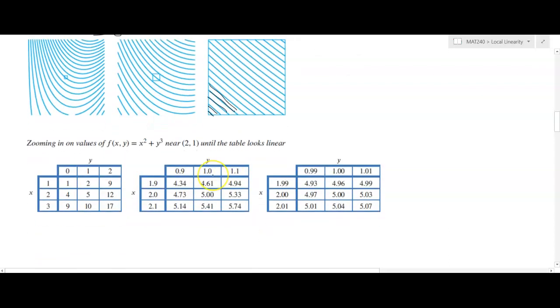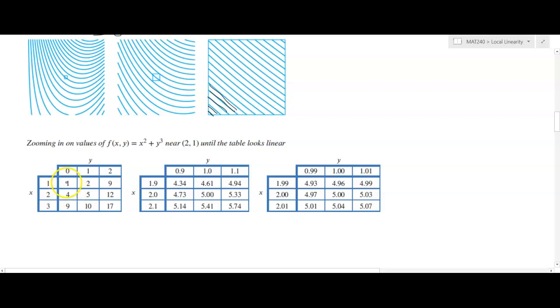Now, we could also look at a table of values. So if we focused on the function x squared plus y cubed near the point (2, 1): when x is 2 and y is 1, we see that the z value is 5. So 2 squared plus 1 cubed is 5. And now we see that right around there, as x changes by 1 and y changes by 1, we're not going to see much consistency in the rate of change.